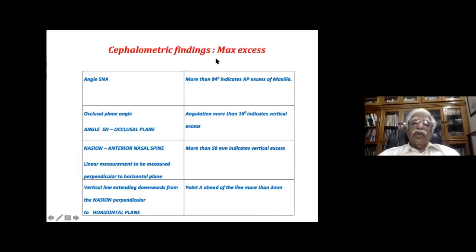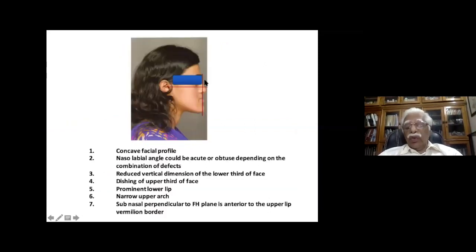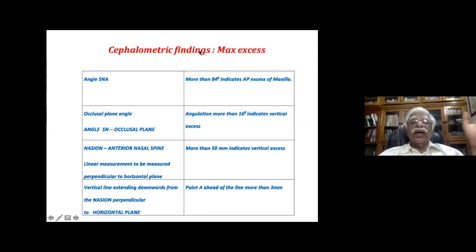When you come to cephalometric analysis, we have a lecture later, so I'm not going into the details of cephalometric analysis here. SNA is usually 82 degrees; 80 to 84 degrees, plus or minus 2, is always considered within normal limits. So anything more than 84 is considered to be maxillary excess.